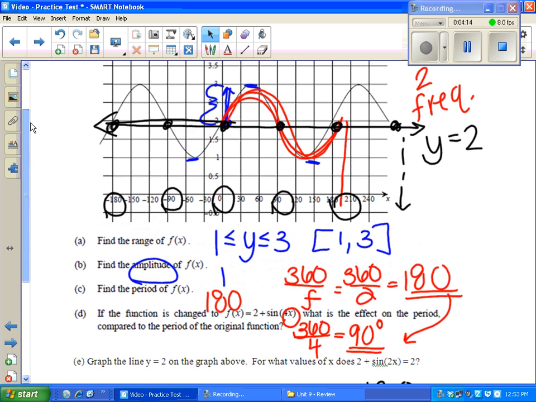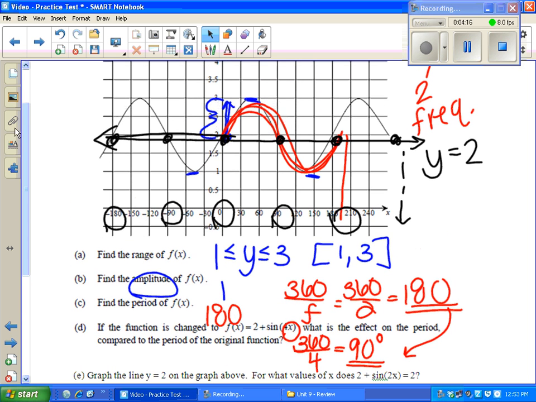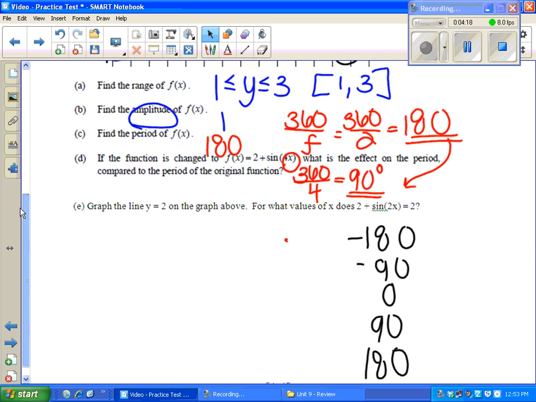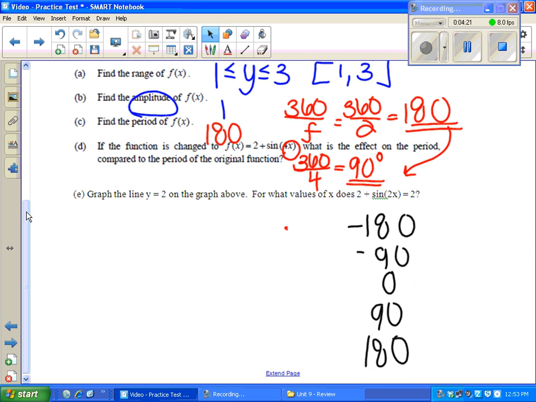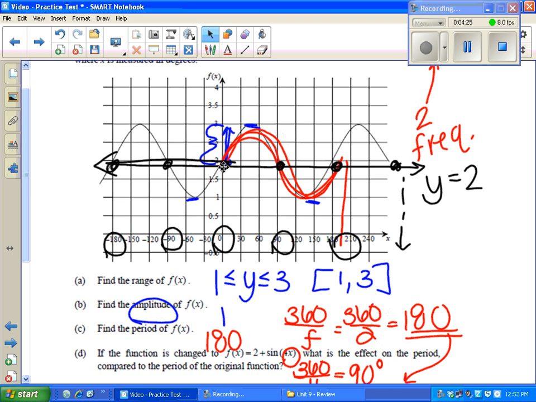They then ask you to graph the line y equals 2. I've done that in black up above. And they want to know for which values of x the original function and your line y equals 2 are equivalent. So I'm just looking to see where they intersect. They specifically asked for the x values, so you'll see I circled the x values where they intersected.